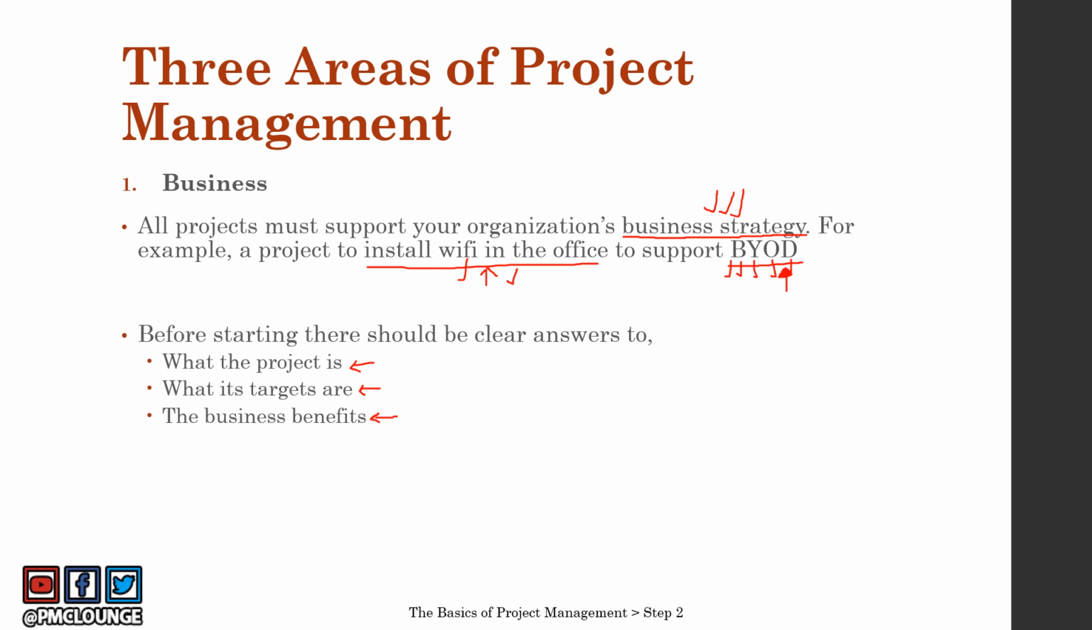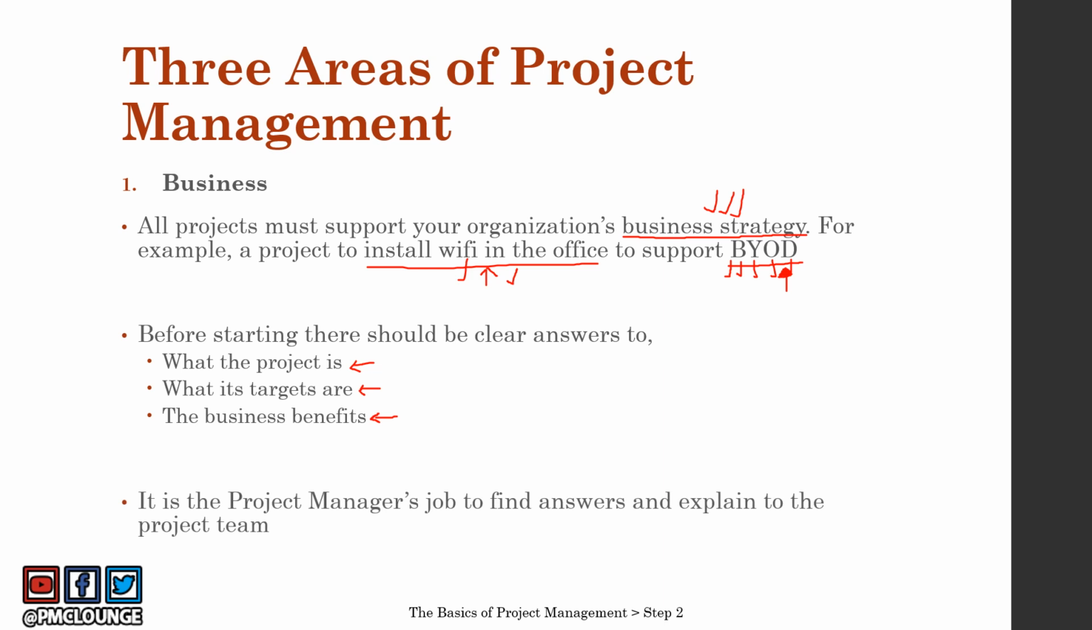The organization does not need to provide a device anymore. They are saving costs, right? So if the organization is able to provide Wi-Fi, a good Wi-Fi with a good speed so that people can bring in their own devices and work on their own devices, then the organization need not spend money in purchasing those devices. So that's the business benefit, saving in cost.